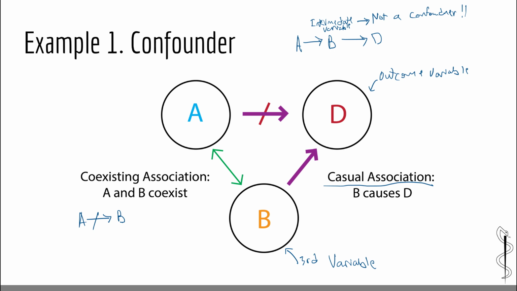In this example, the purple arrow represents causal associations, while the green double arrow represents coexisting associations. So in summary, the confounding variable is associated with both the exposure variable and outcome variable, but the relationship between the confounder and exposure is different from the relationship between the confounder and the outcome. This is key to understanding confounding.